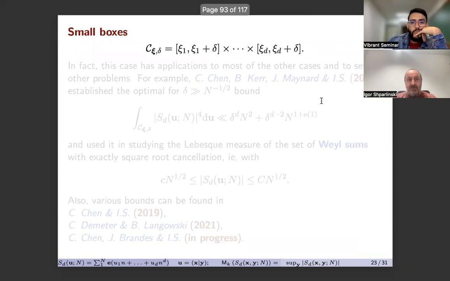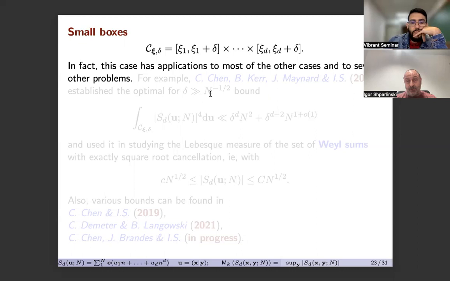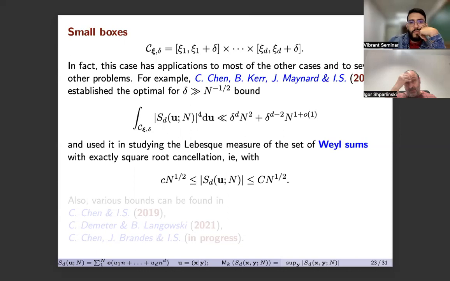So we'll be dealing with these boxes. And in fact, the idea to look into this appeared some time ago because it was related to several other problems. For example, in this work with Changhao Chen, Bryce Kerr, and James Maynard, we obtained this bound. It was a tool to prove something else. But there we needed to estimate only the fourth moment for the classical Weyl sums over small boxes. And the bound we needed would be of this type.